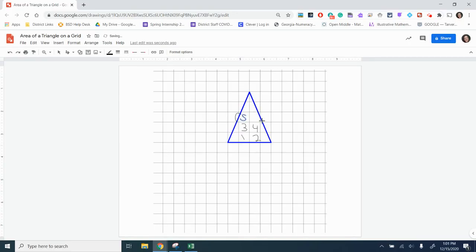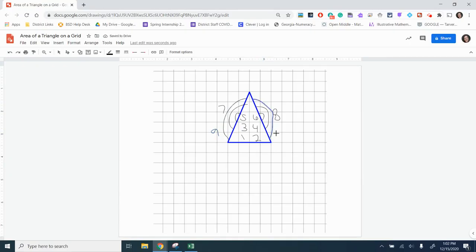And then these two here to make 6. And then I have these two here. That would give me 7. And here would be 8. And then here would be 9. And here would be 10.